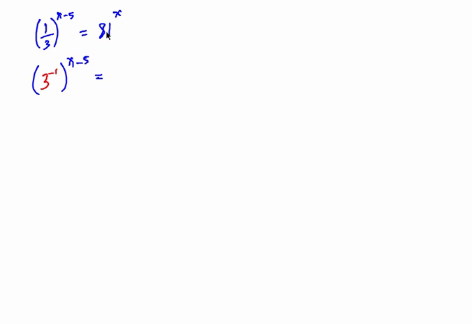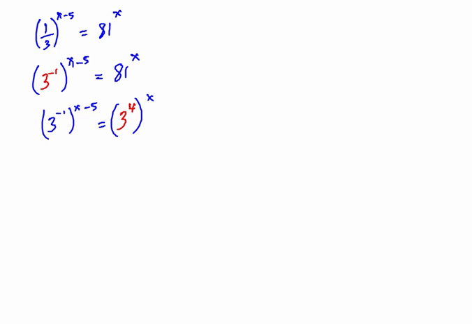And on the right-hand side, I'm going to just copy down 81 to the x. Okay, so we have a base of 3 on the left, a base of 81 on the right. What I'm going to need to do is try to get these to be the same base. On the left-hand side, I'm going to leave the base of 3. On the right-hand side, I'm going to ask myself, could I write 81 to be a base of 3? And we can, because 3 to the 4th power is 81.